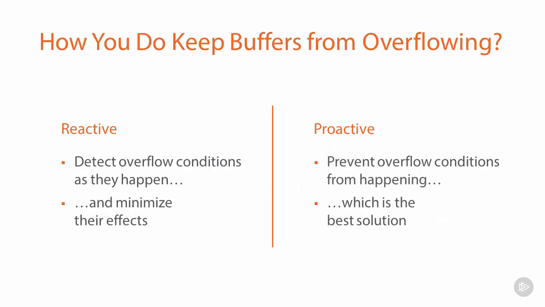So how do you keep the many necessary buffers in a running program from being overflowed? You basically have two options. Reactive: detect the buffer overflows as they happen and try to minimize their impact on the running program. And proactive: prevent the buffer overflow conditions from occurring in the first place. Obviously, we want the proactive solution whenever and wherever possible. But so far, in the entire history of computer programming, we haven't been able to eliminate buffer overflows 100%. So both proactive and reactive options are definitely needed.